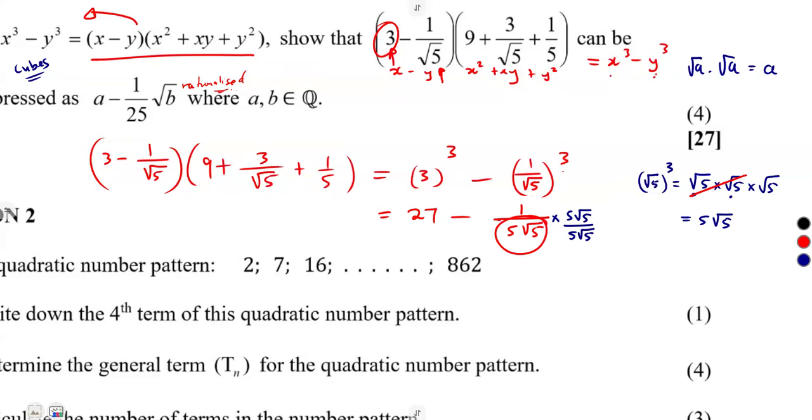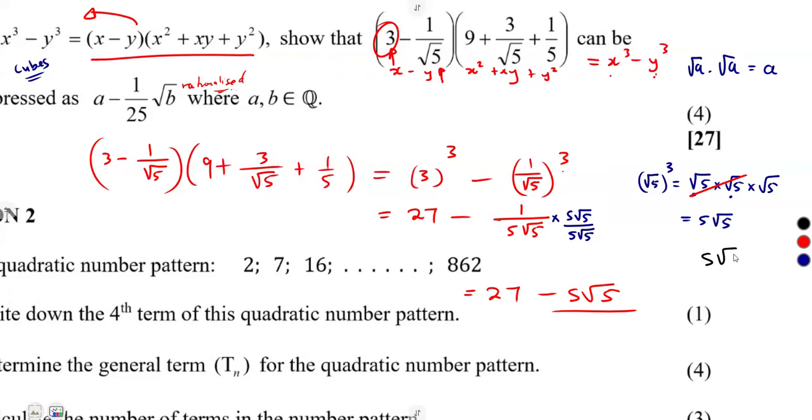When you are given something like a minus square root of b, you multiply by the conjugate, which means you introduce a negative, so it will be a plus square root of b. But in our case, it is a single term. You multiply by that single term, all right? So that is it. 27 minus the numerator times the numerator. That is going to give us 5 square root of 5, over what? The denominator. If we multiply 5 square root of 5 times 5 square root of 5, what are we going to have?